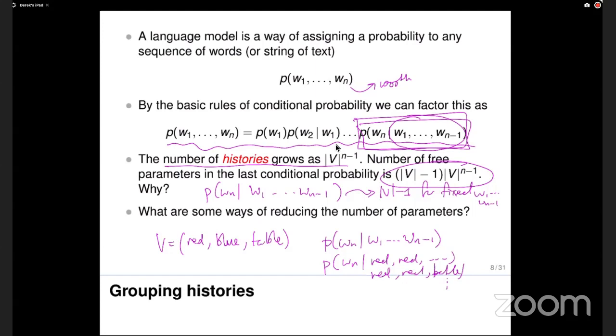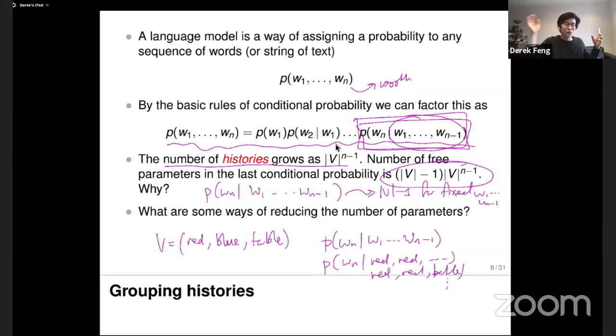Oh yeah, I understand that there are V to the n minus 1 different combinations of words that you can make. I was just a bit confused about where the V minus 1 came from.